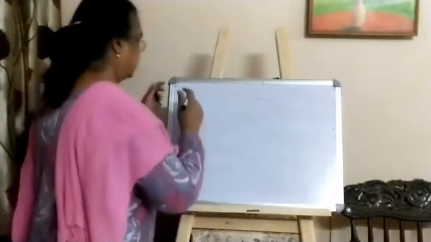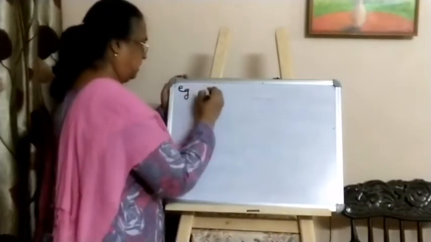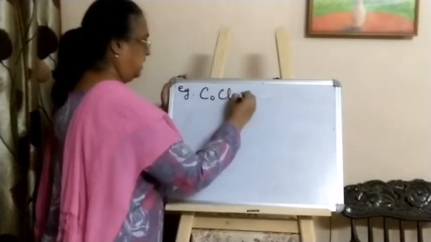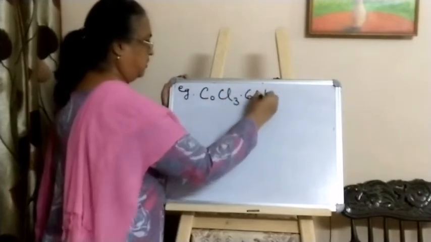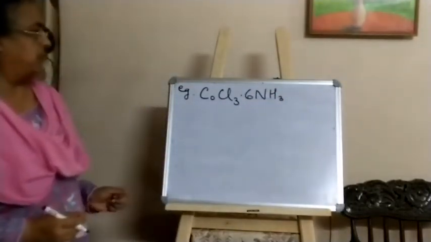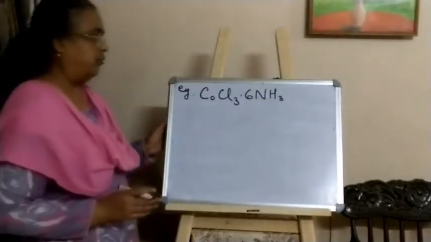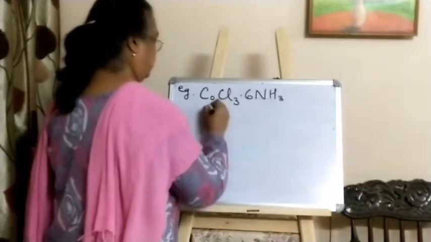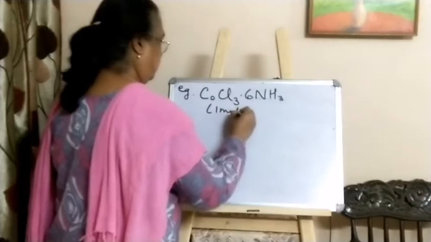Now we'll see the structure example. Cobalt chloride with 6 molecules of ammonia. This is the way Werner wrote the formula. There is no square bracket as in all what you have seen previously. So this is 1 mole of the substance.